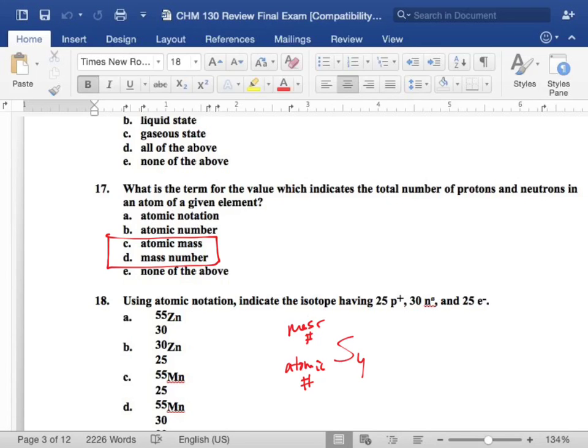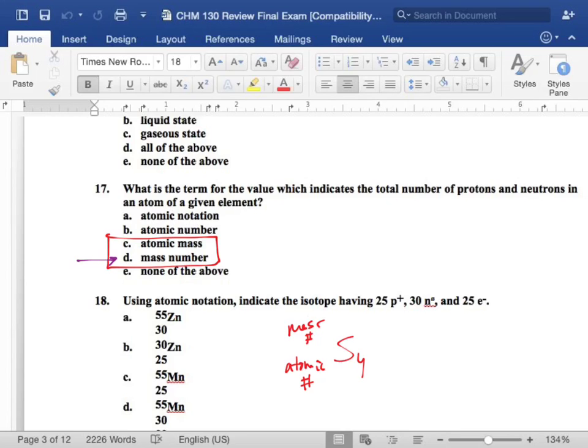The mass number is defined as the number of protons and neutrons. So when we look at this question, our answer is the mass number, not the atomic mass, which is irritating because they're tripping you up on that word mass. We have to be very careful sometimes with our definitions and what they mean and how we apply them.